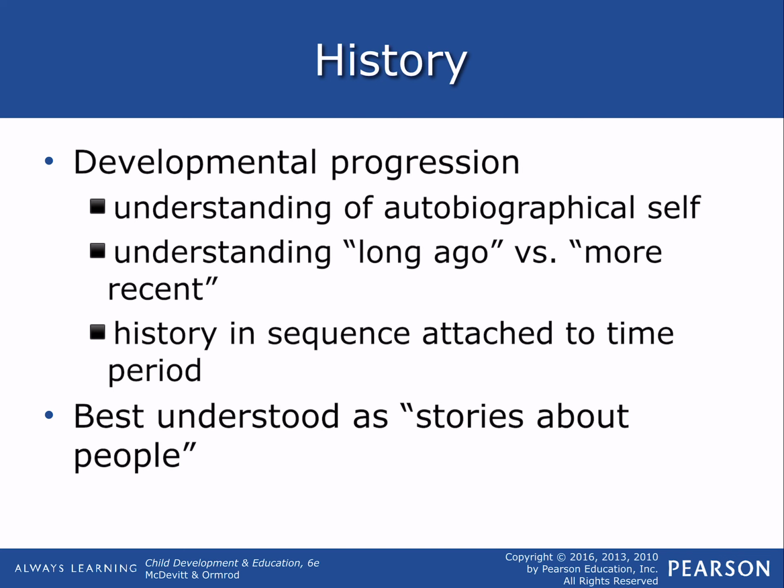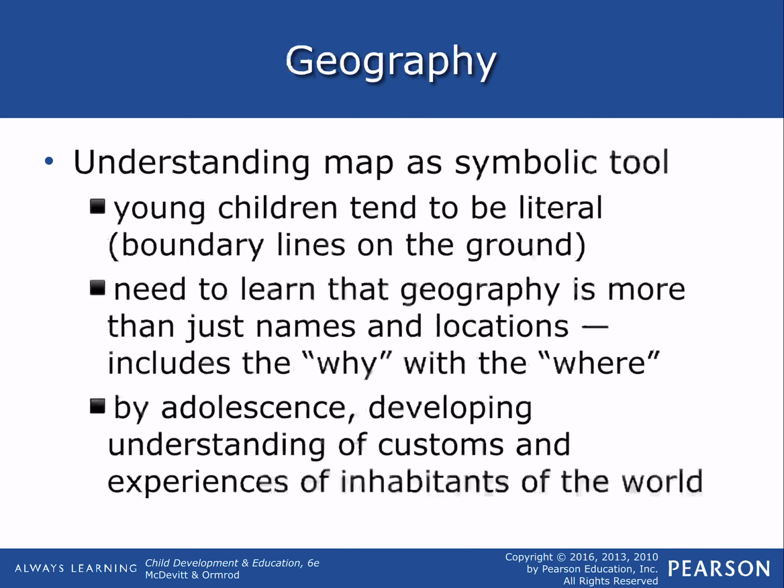So history is best understood as stories about people. And kids love it. I mean, they love social studies. Geography, understanding that a map is a symbol and a tool. Kids can really get into this in kindergarten. Some are really good at it. Some are not interested at all. Boundary lines, they expect boundary lines from a map to be on the ground, which is kind of cute.